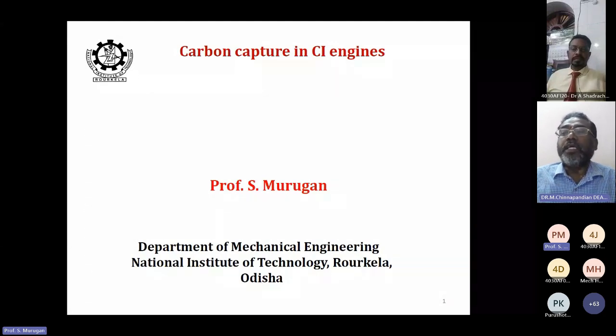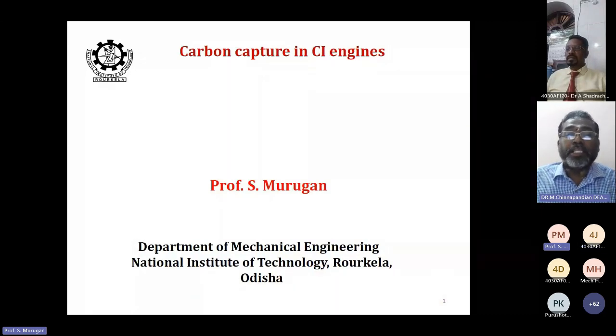A CO2 particle can live up to 200 years. See what the strength of the CO2 particle is. It can live up to 200 years, so we have to use it carefully. That is why we are all switching over to renewable energy sources. It is one of the topics we are going to see. Professor Dr. S. Murugan sir is going to talk once again on carbon capture in CI engines.